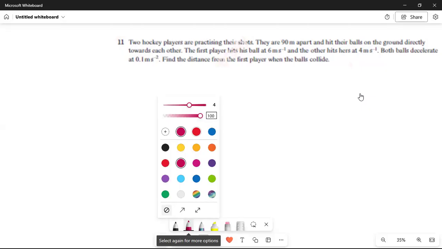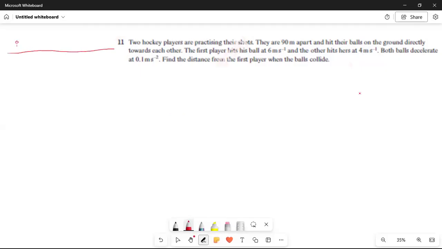We are given that there are two hockey players on a playing field, practicing their shots. So these are the two players. Let me call one player A and the other one B, and the distance between them is 90 meters.